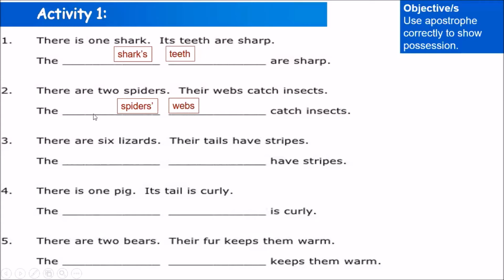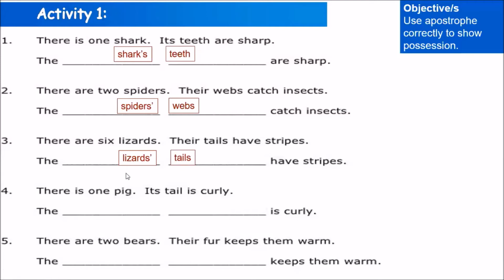Number 3, there are 6 lizards. Their tails have stripes. Since the word lizards already ends in S, we simply add apostrophe. And then what do they have? What do they own? They have tails. So we write tails. The lizards' tails have stripes.